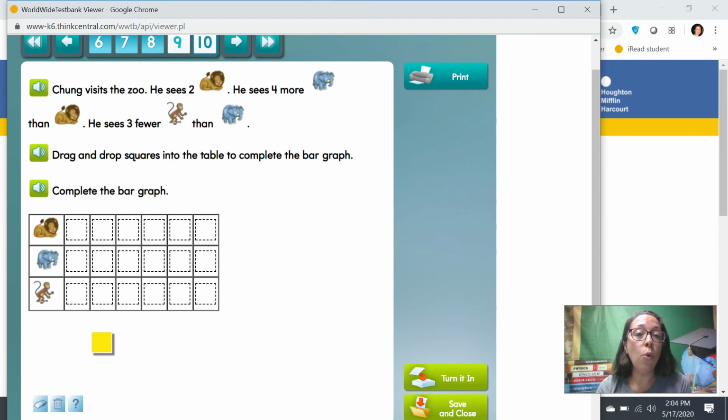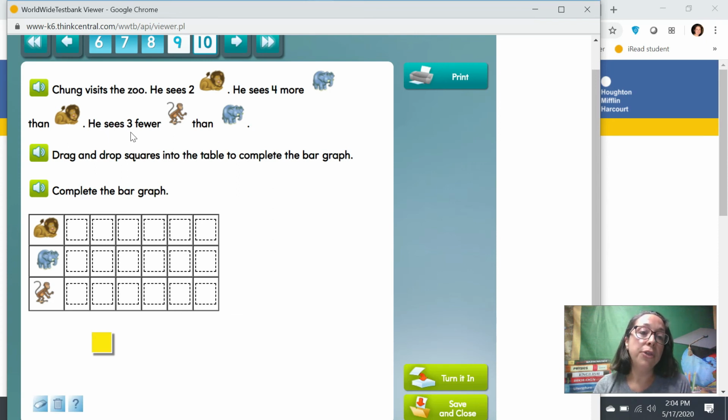Entonces dice que hay 4 más elefantes que leones. It doesn't say there are 4 elephants. It says there are 4 more elephants than lions. Be careful. Dice que hay 4 más. No dice que hay 4 elefantes. Hay 4 más que leones.